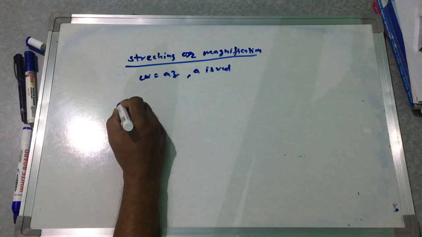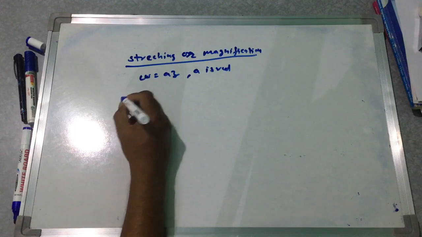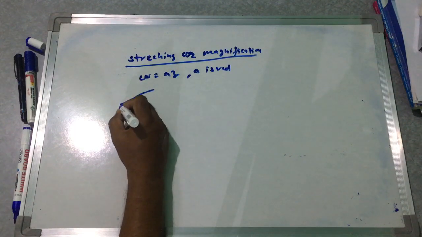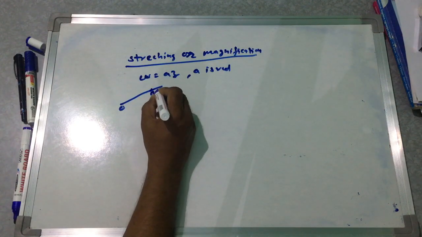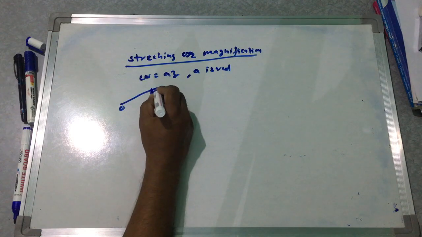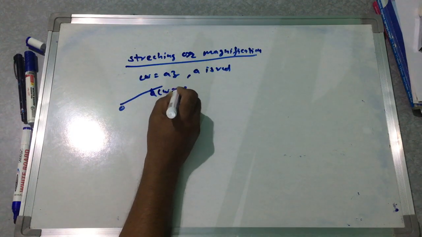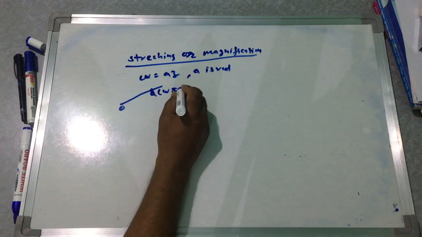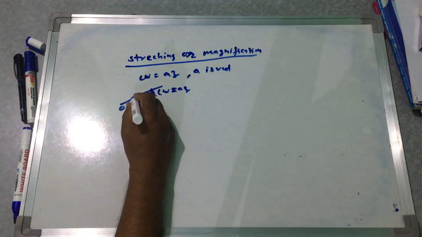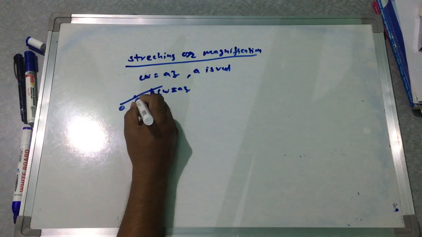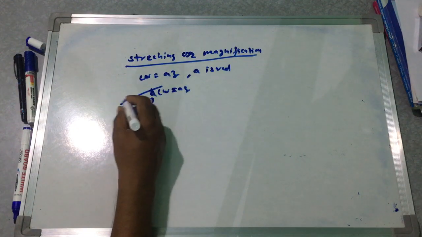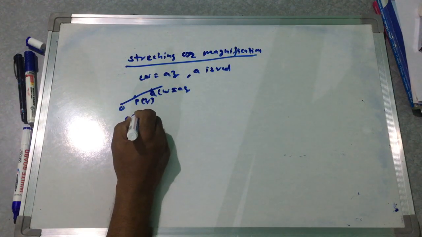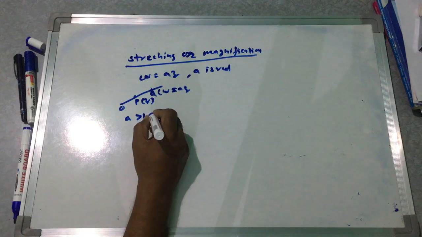This point started from 0 to 0. This is 0 to Q. This is Q. W is equal to AZ. And this point, this P of Z, this is the A greater than 1 stretching.